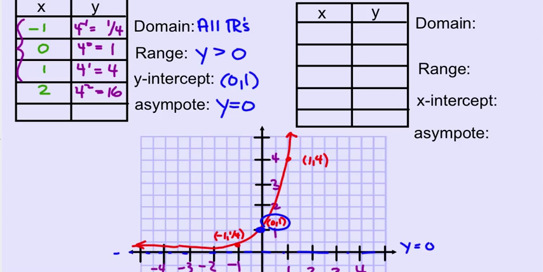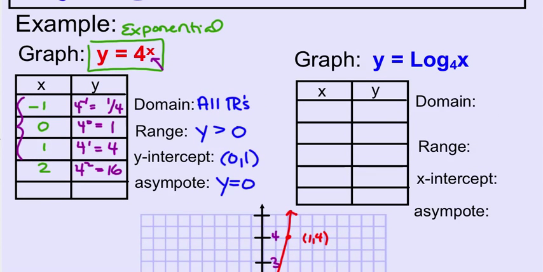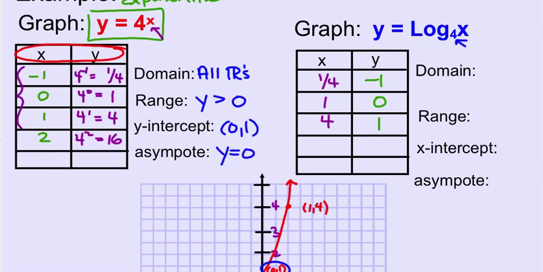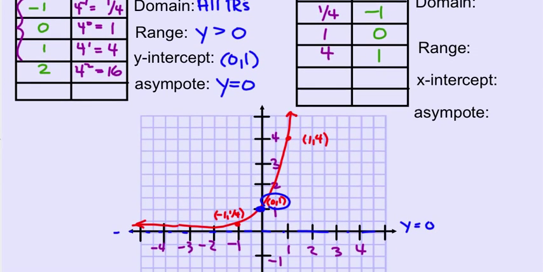Now, if we want to graph the inverse function, which is your logarithm of base 4, we just take these ordered pairs over here and we interchange them. So that first ordered pair of (-1, 1/4), we're now going to have (1/4, -1), and the next ordered pair will be (1, 0), and then (4, 1). So we're flip-flopping those ordered pairs. So see what happens when we graph those ordered pairs.